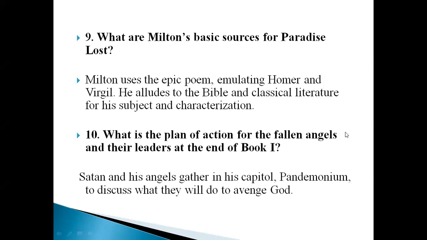And they are going to think that we cannot defeat God, as God is omniscient, and we are here in Pandemonium. Definitely, he is listening to us. So what kind of revenge do we want to take, they discussed. In my next class, definitely I am going to discuss the results or outcome of that Pandemonium. So that's all for today.